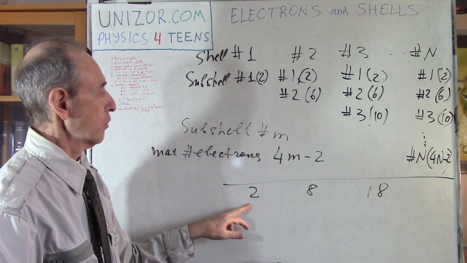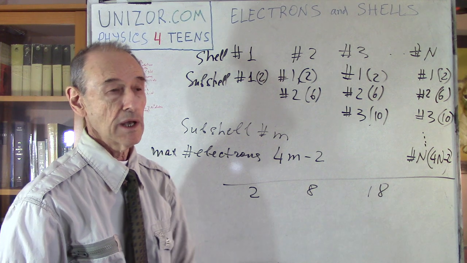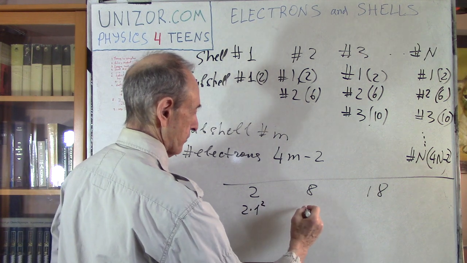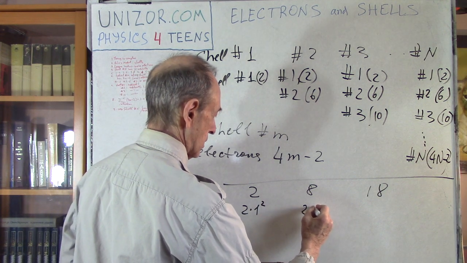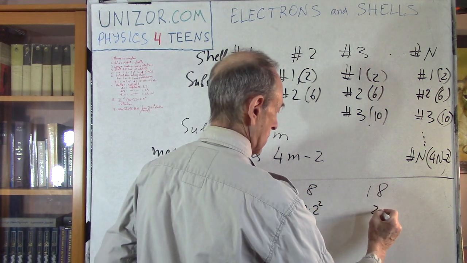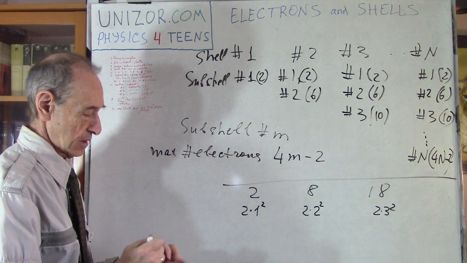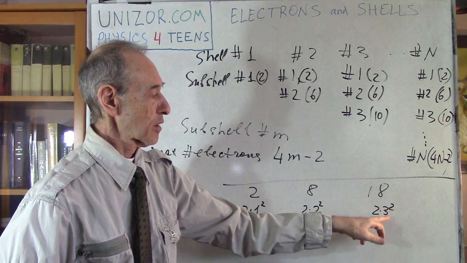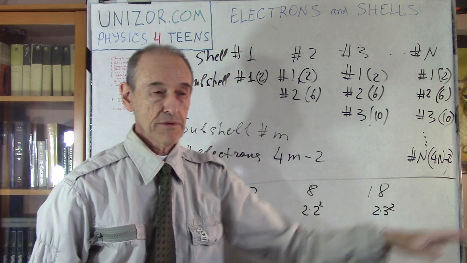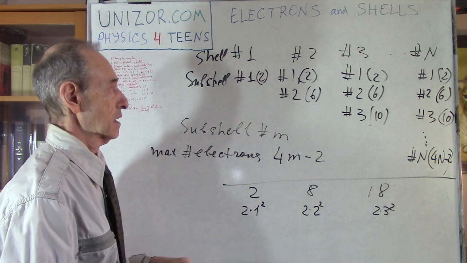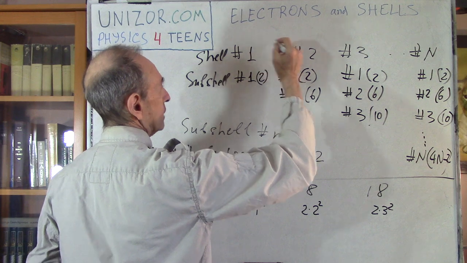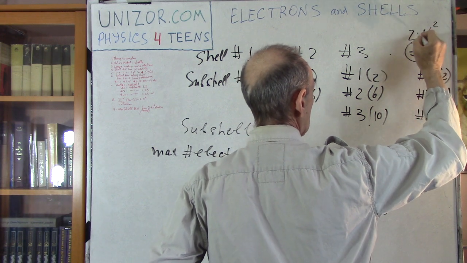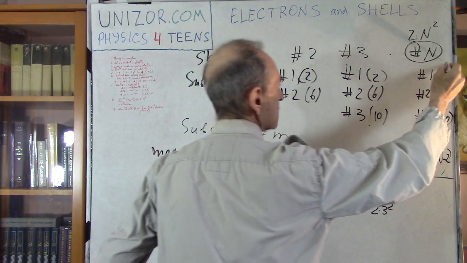If this is shell number 1, this is shell number 2, and this is shell number 3, we can observe a pattern: the shell number squared, doubled, gives you this number. Shell number 3 squared would be 9, doubled 18, and the same thing further. So it looks like shell number n has 2n squared electrons, which is the sum of these.